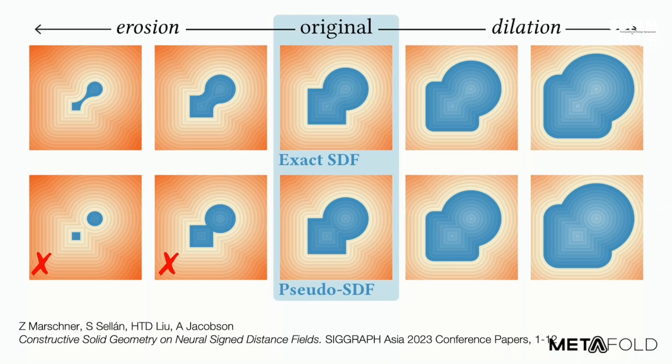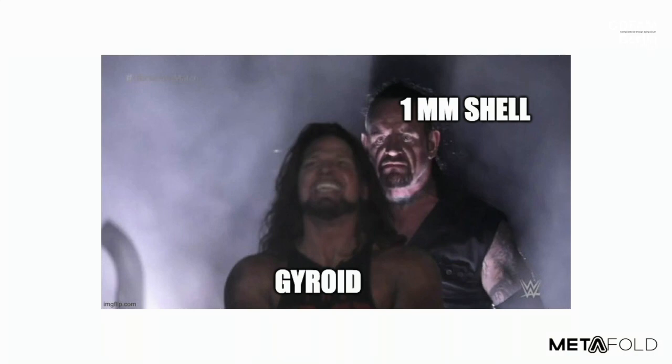But this is not just about erosion and dilation. This is also about dimensional accuracy, about thickness. So at Metafold, we see implicit modeling kind of like this. It's all fun and games. We're swinging gyroids around. And then we need to shell it, and we want to do it really precisely.